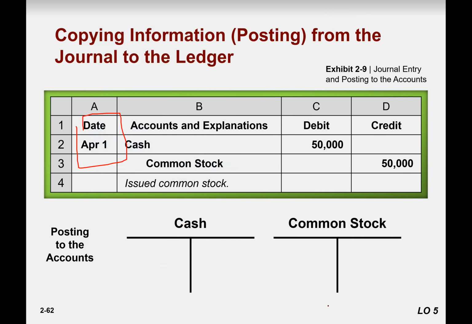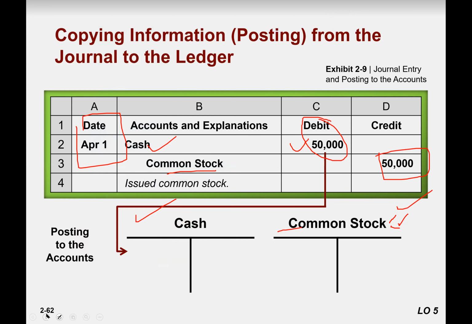cash to common stock. So you see, cash account is debited with 50,000. So it means we will write 50,000 on the debit side of the cash, and common stock is credited. So we will be writing down 50,000 on the credit side of the common stock. Here we go. See?